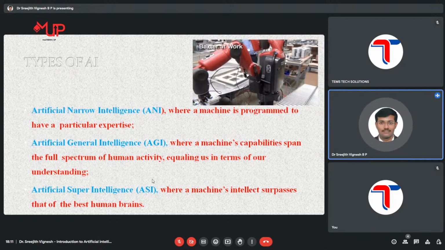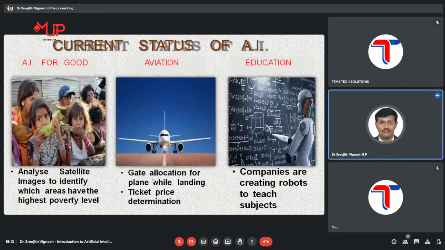And artificial super intelligence. Artificial super intelligence is a method where a machine's intellect surpasses the best human traits, which means that it is able to remember various factors, and it will follow a multi-dimensional approach, and those multi-dimensional factors will be used for identifying a set of solutions for the problems of the system or the industry or the places wherever it is applied. So that is how the types of artificial intelligence are classified.